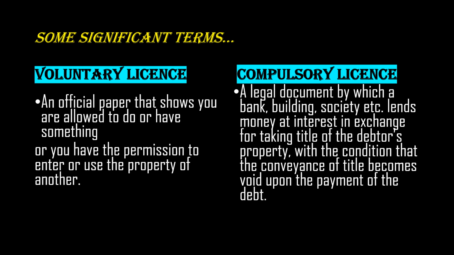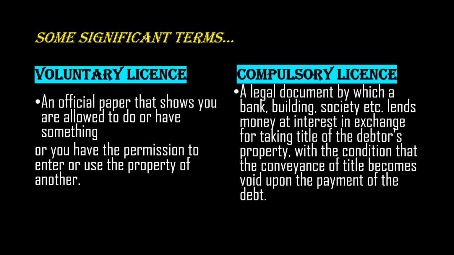We have heard about the terms like voluntary license and compulsory license. So let me just compare between the two. What is voluntary license? Voluntary license is an official paper that shows you are allowed to do or have something, or you have the permission to enter or use the property of another. Right? This is simple. That means whenever you utter the term license in normal terms, it is voluntary license.